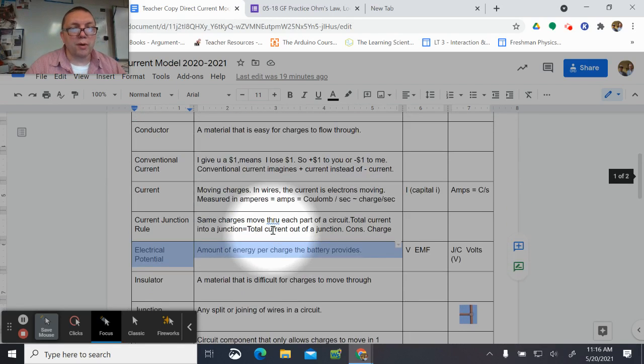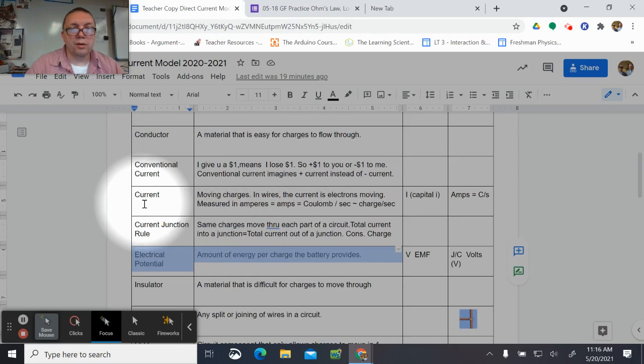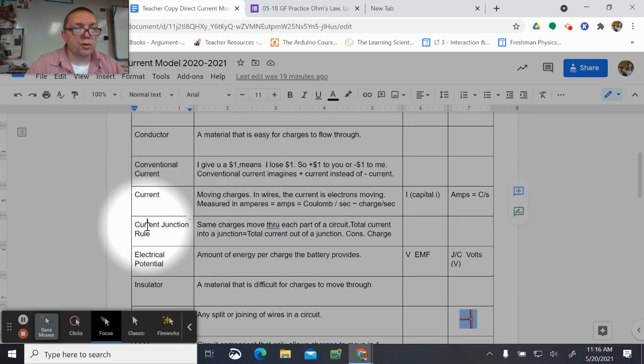All right. And then current and the current junction rule. That's the next part. Let's see if we can make sense of that. The current junction rule is, if we're counting charges as they go through, there's this thing that we cannot create or destroy charges. The universe does what it wants. We cannot create charges. We cannot destroy charges.